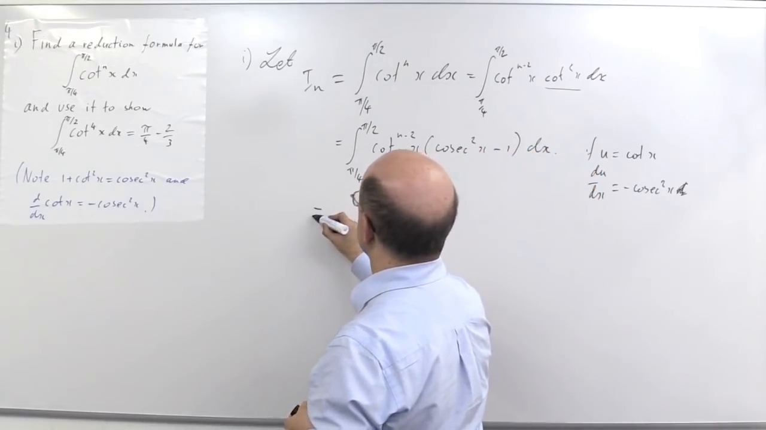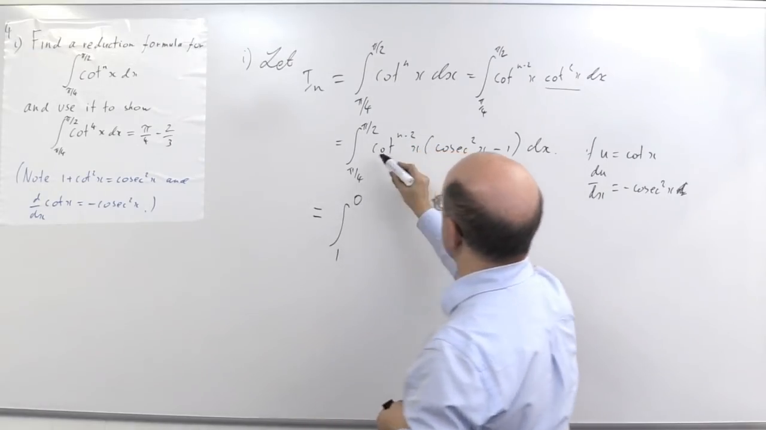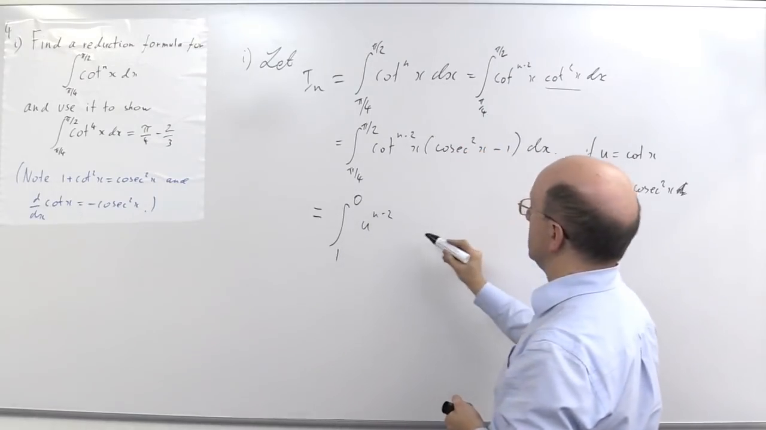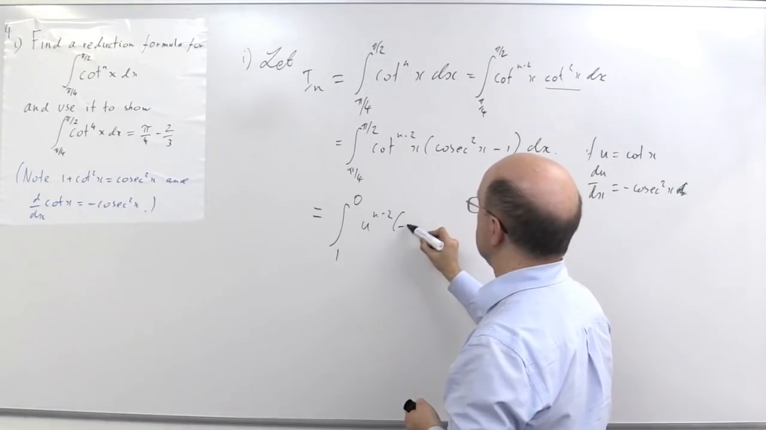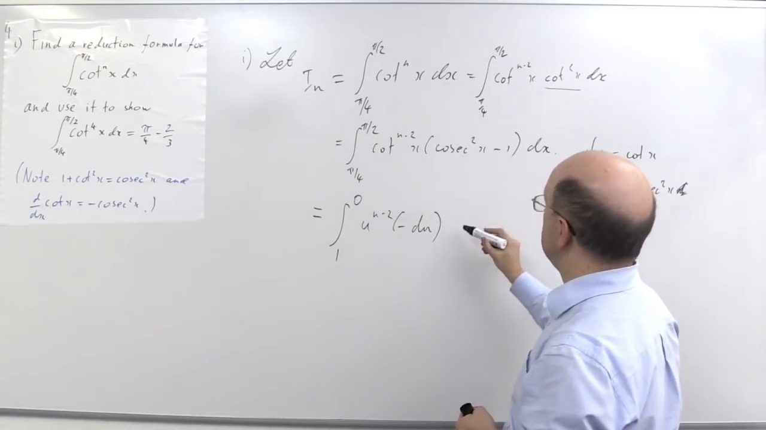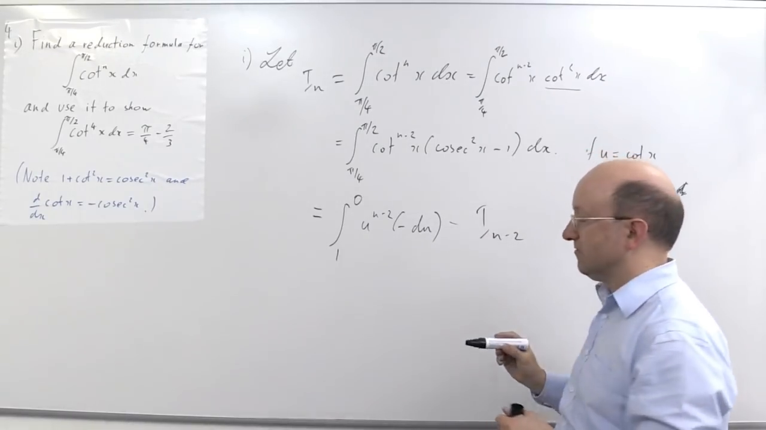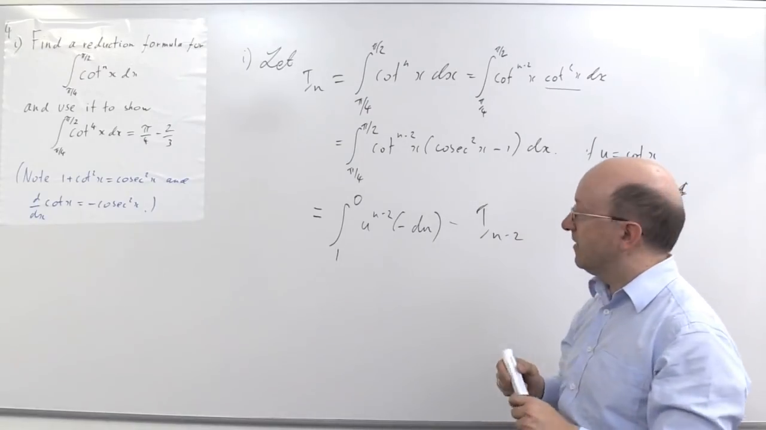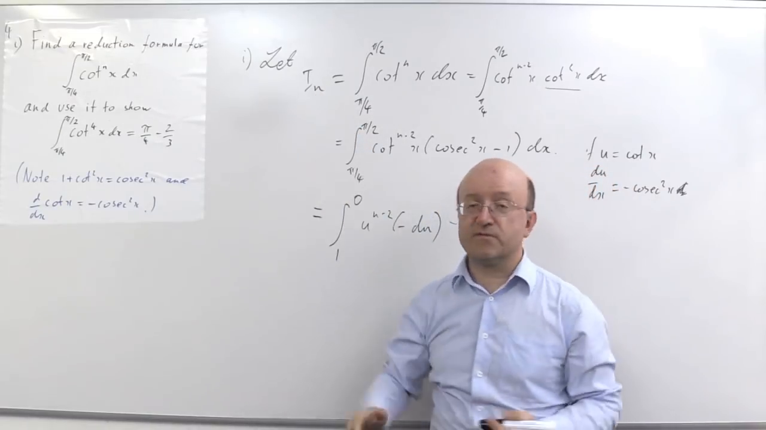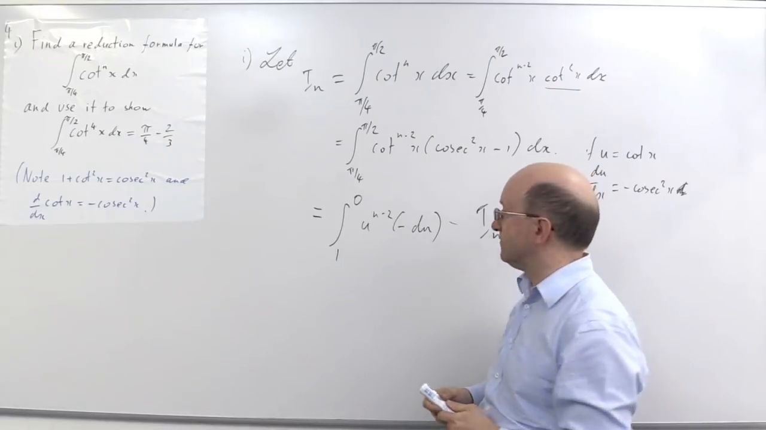So what we're going to get here is pi on 4 is from 1, the pi on 2 is 0. This is my u to the n minus 2 times cosec squared. Well, actually it's minus du, of course. So that's going to allow us to flip that limit over, minus the next term down, I n minus 2. This is what we mean by reduction formula, an integral with a parameter in it, here an integer, in terms of the same integral but with a smaller parameter.